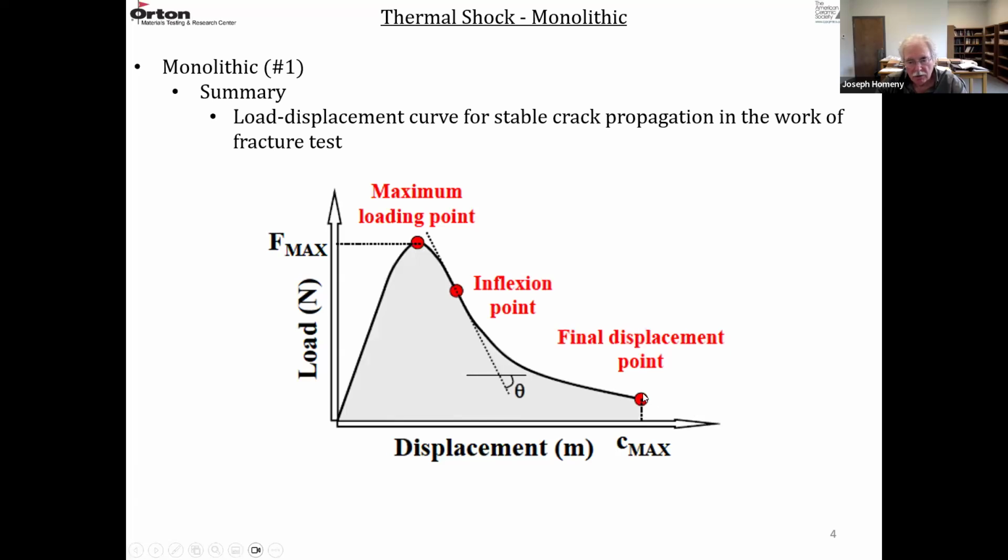So I don't particularly like cutting these off because these tails go on for a long time. You know, these work of fracture tests are done with very slow crosshead speed, so a curve like this could take a couple hours to generate. So perhaps that's why some of these are cut off.